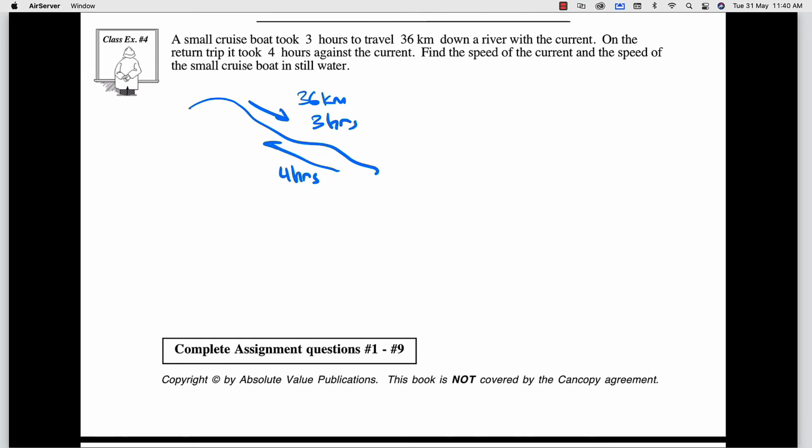So you're sort of going to have this, on the way down, what you're going to have is the speed of the boat plus the speed of the current. It's going to help you. So it's going to push you along a little bit. And down below, you're going to have the speed of the boat minus the speed of the current.